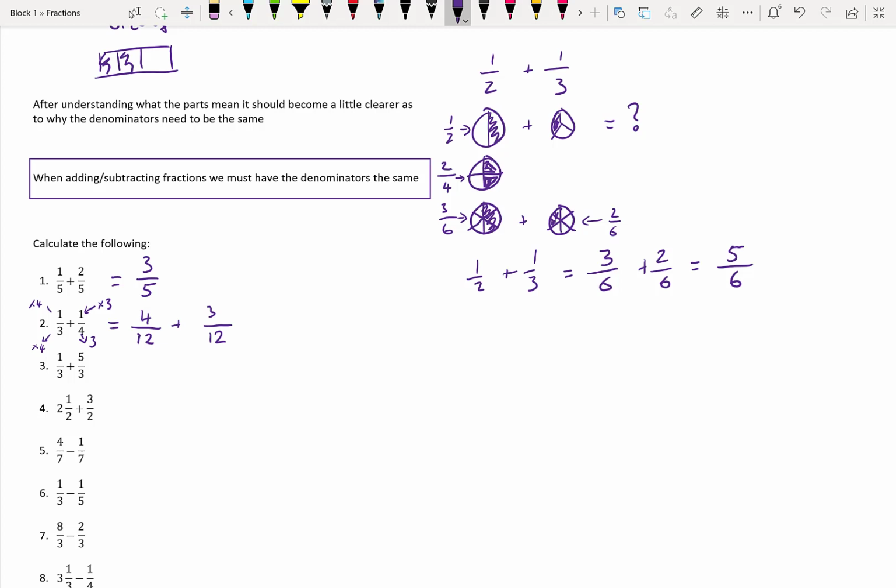So I've got my size of chunks the same, so there are 12ths there, there are 12ths there. I can write that in. Size of the chunks isn't going to change. How many of them is going to. So 4 plus 3 gives me 7.